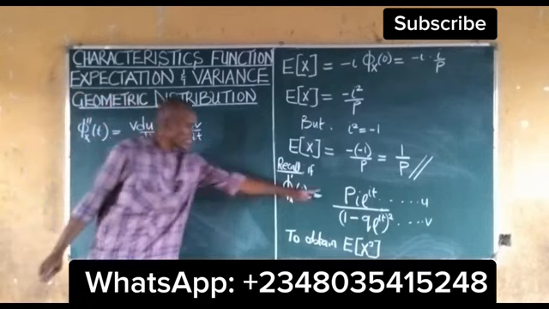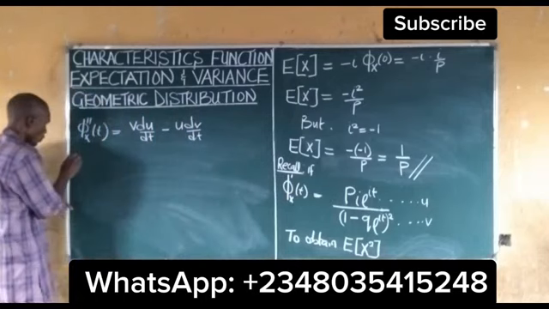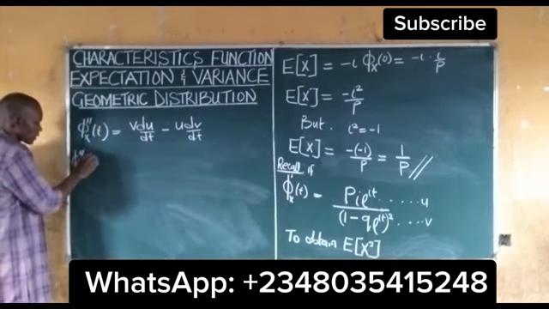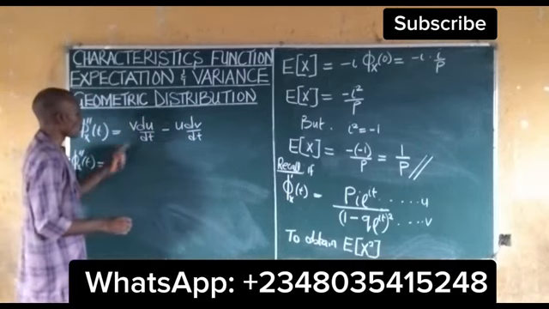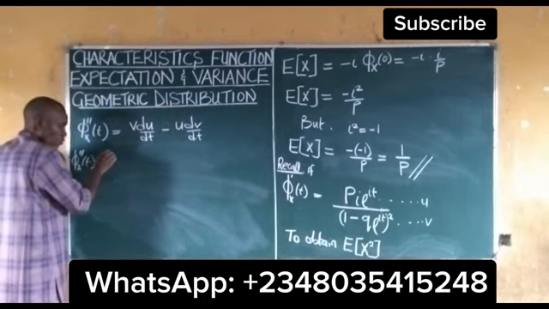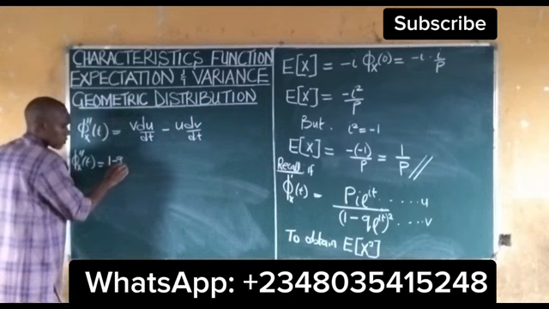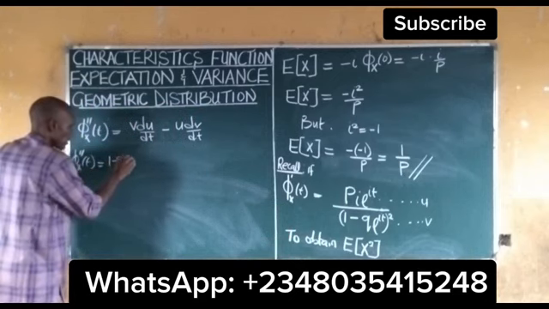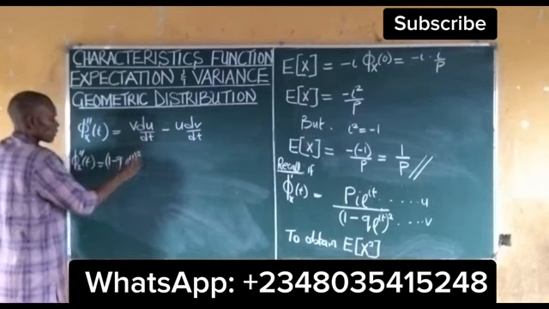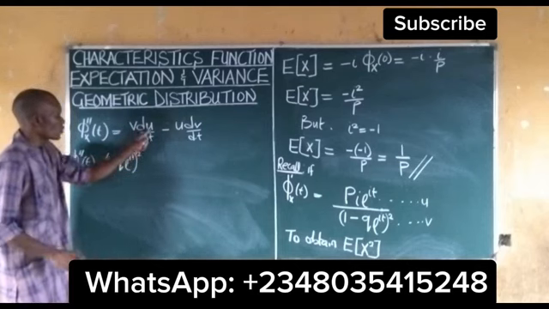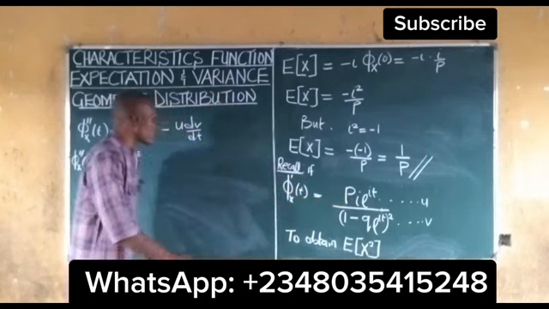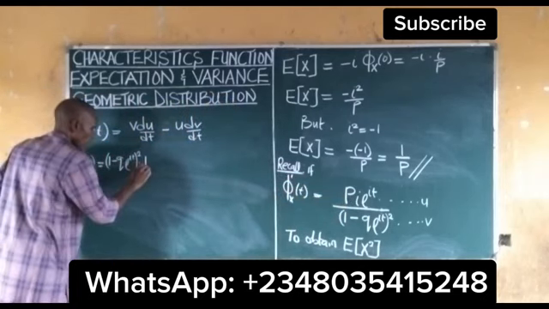So we are differentiating this function now. It then means that our characteristic function for the second derivative is equal to v. This is our v. So we read it as (1 minus q e^(it)) raised to the power of 2. The du over dt, we differentiate this. The du over dt, we have it as p.